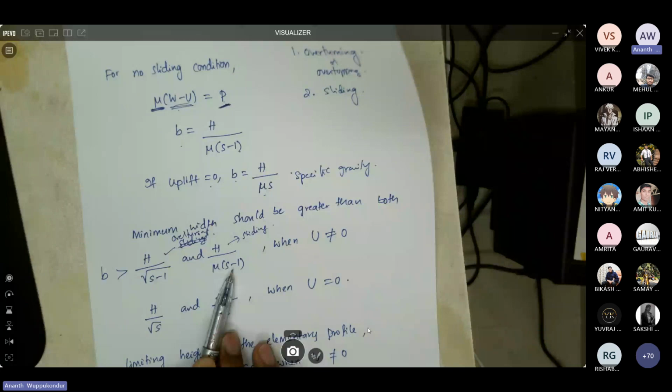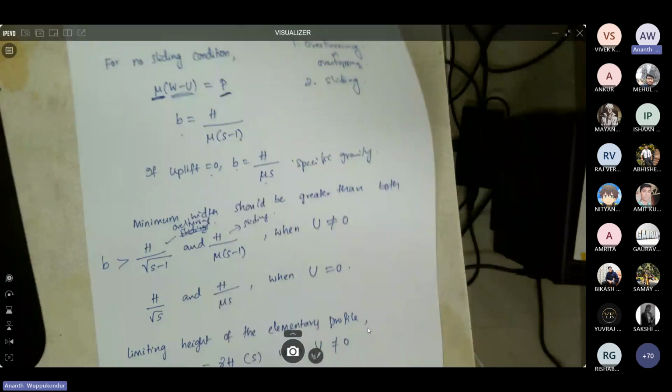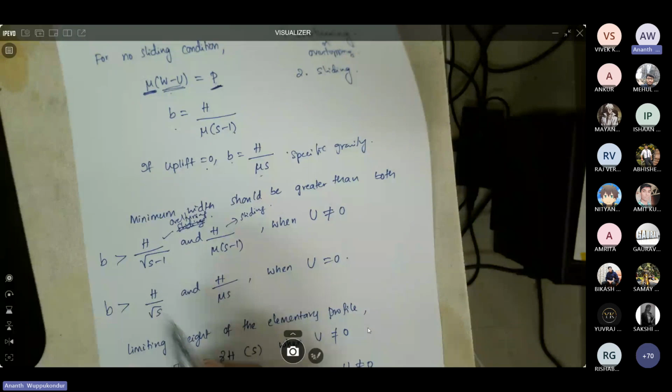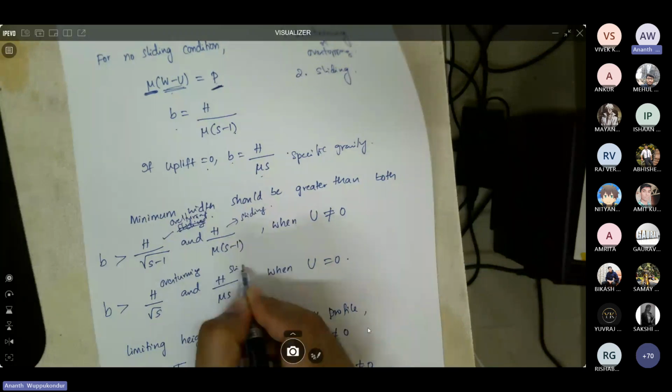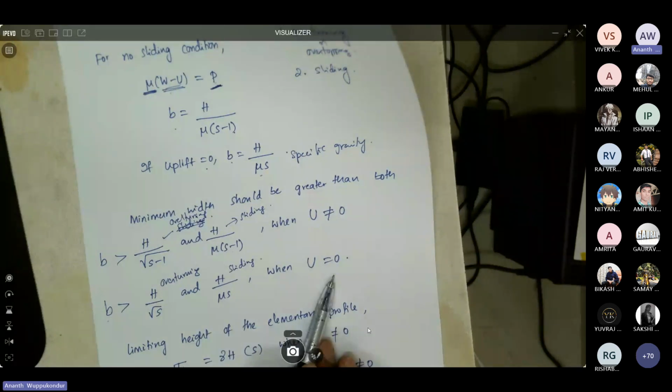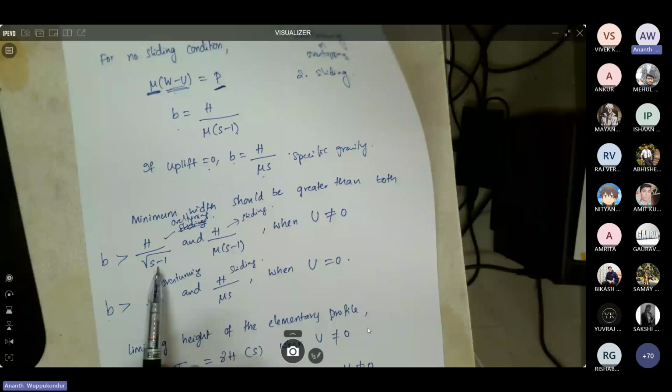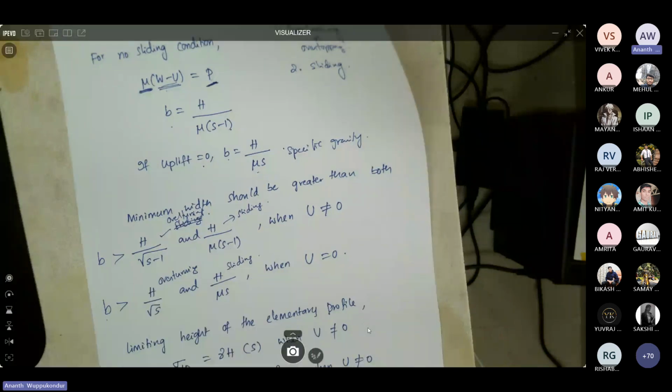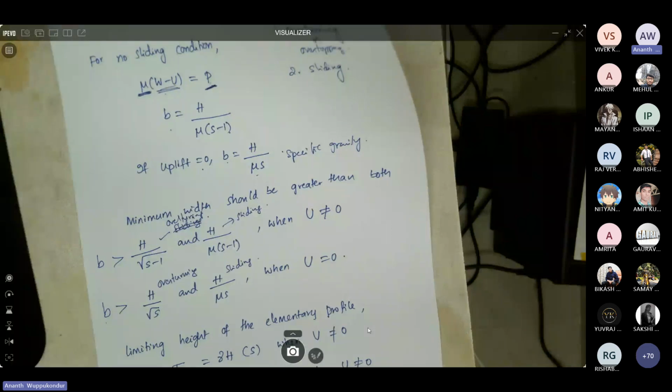And if there is no uplift, then the dam width should be more than these two calculated values. So this is calculated for the overturning condition, and this is calculated for the sliding condition. So the width of the dam should be higher than these two values when there is no uplift. When there is uplift, it has to be higher than these two values. So now you have the width of the dam at the base, and it's simply a right angle triangle, and the height is dependent on the water level.